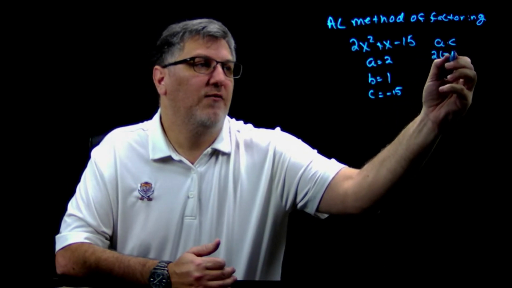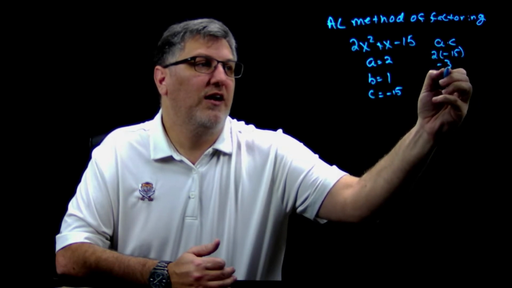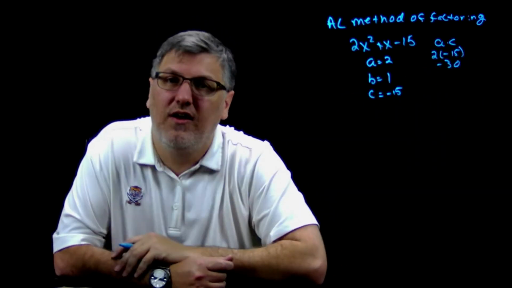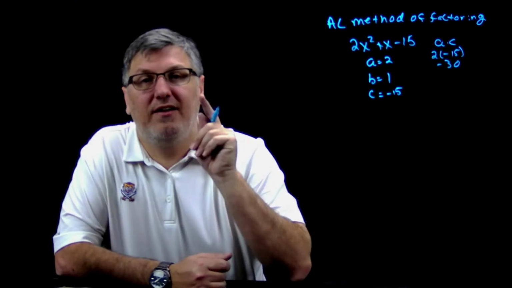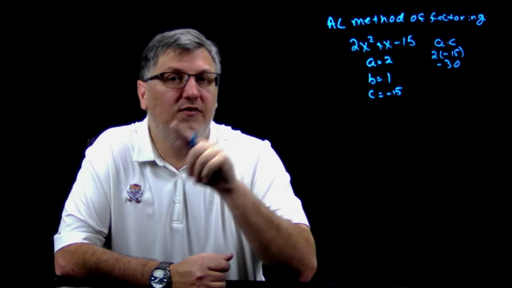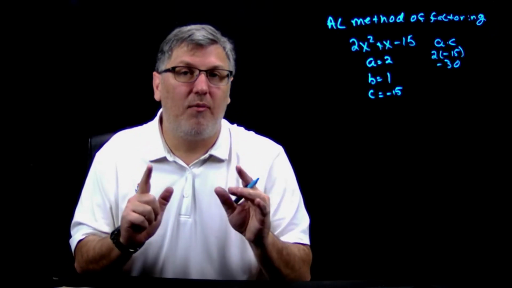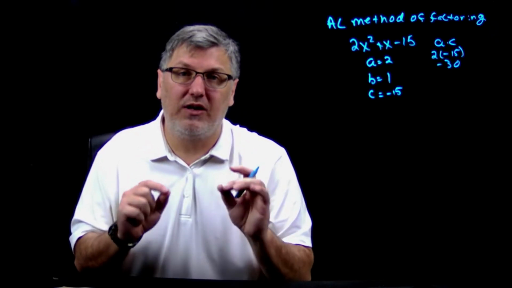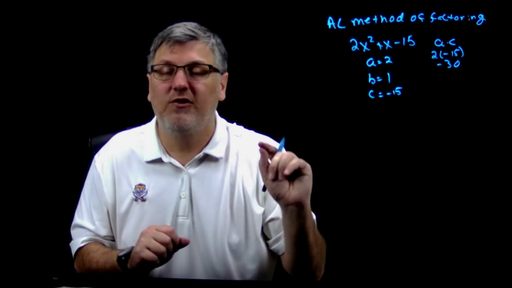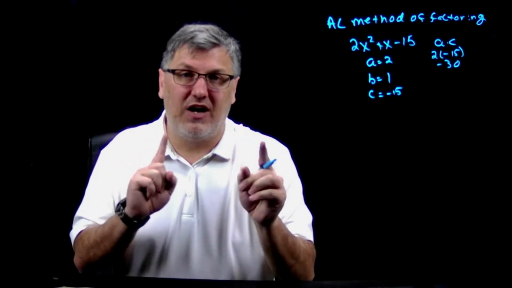Well, with the AC method, we're going to do A times C, which is 2 times negative 15, which gives me a negative 30. Now notice, this is a negative number. What that tells me is I have to have a positive and a negative. I have to have alternating signs. So when I'm listing out all my factors, I know when I add them together, I'm going to get my B, a positive 1, but I have to have opposite signs.